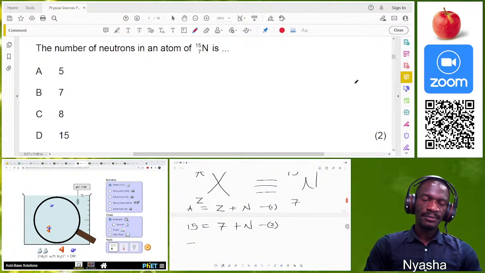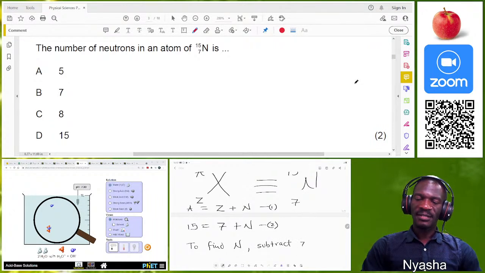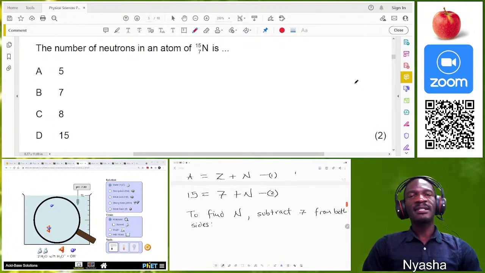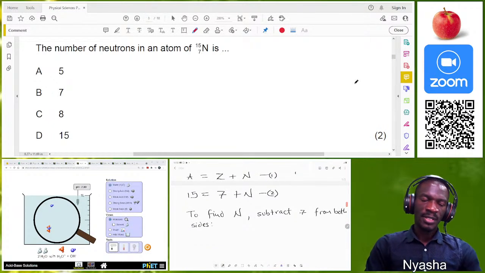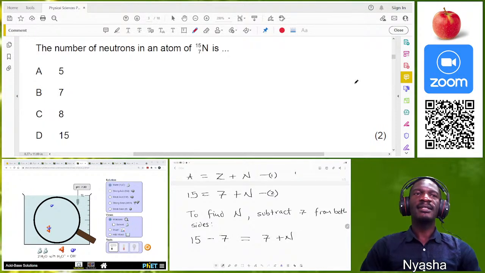So to find n, which is the number of neutrons, you can subtract 7 from both sides. Subtract 7 from both sides. This means on the left-hand side of our equation, we will have the 15 subtract 7. This must be equal to the 7 plus n that we had.